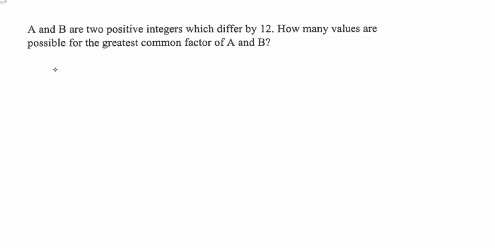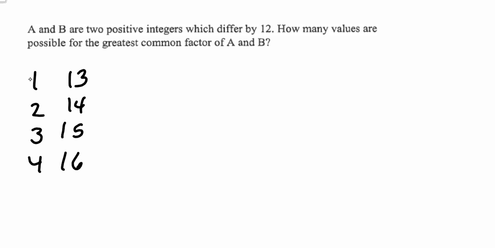where you're looking at, okay, let's look at two numbers like 1 and 13, or 2 and 14, or 3 and 15, etc., or 4 and 16. So here you're going to be like, what's the greatest common factor here? That's going to be a 1. Or what's the greatest common factor here? That's going to be a 2. What's the greatest common factor here? That's going to be a 3. That's going to be a 4, and so on.